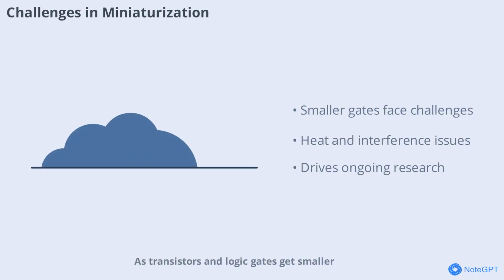As transistors and logic gates get smaller, engineers face new challenges like heat, interference, and manufacturing limits. Overcoming these obstacles requires innovative materials and design techniques. The quest for smaller, faster, and more efficient circuits continues to drive research in semiconductor technology.